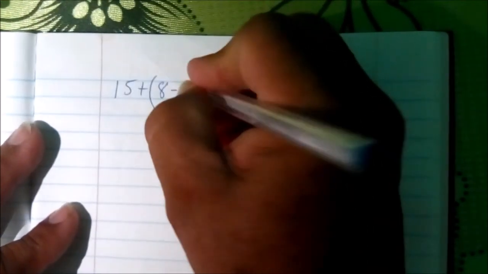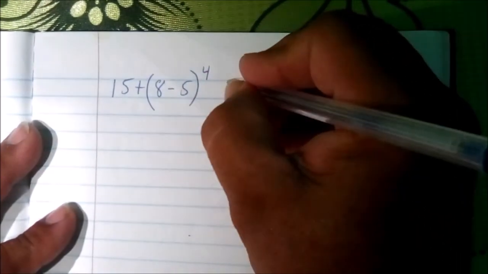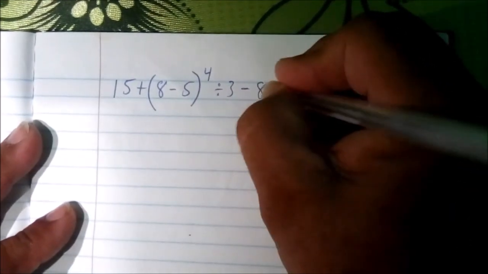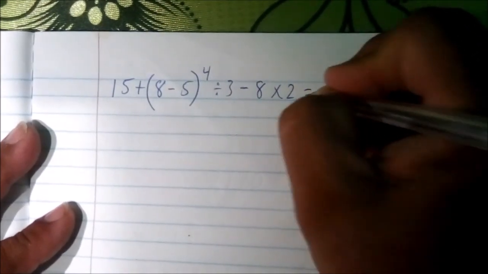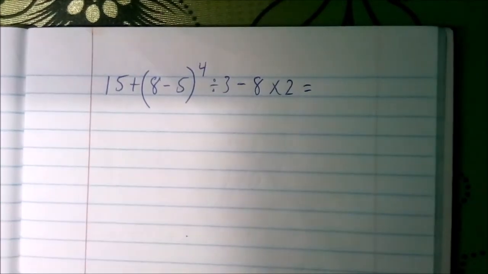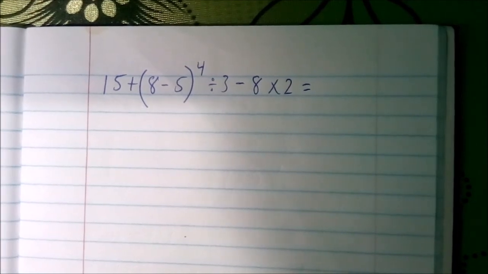Good day. Today, consider I give you a problem of the form as this, which I will write: 15 plus bracket 8 minus 5 close bracket raised to the fourth power divided by 3 minus 8 times 2. What is the solution? Well, this is where we will start looking at the order of operation. How do we work such problems?